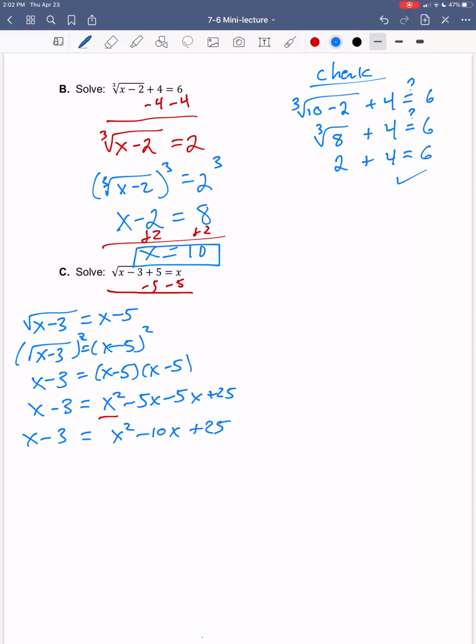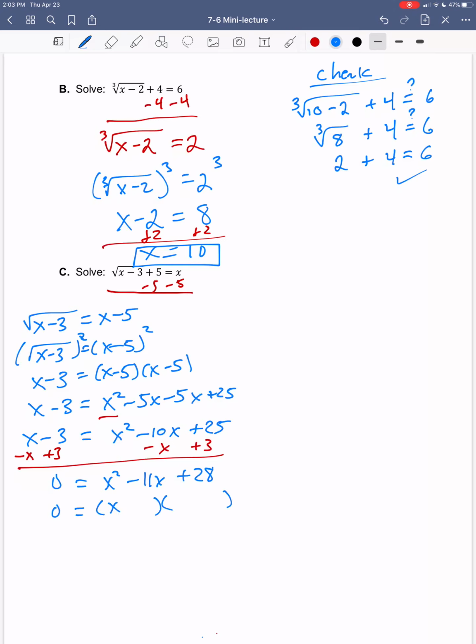And now I want to get everything, I guess I'm going to get it on the right-hand side because I like the x squared where it is. That means I'm going to have to get rid of the x. I'm going to subtract x because I'm getting that equal to 0, right? And I'm going to add 3. And I'm just going to do both of those at the same time. And so I get 0, that was my point. I get negative 11x plus 28. And now I try to factor that.